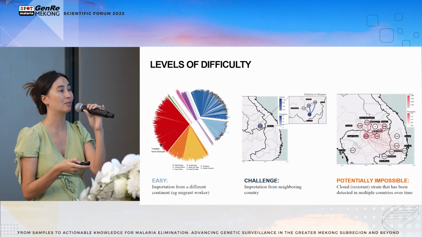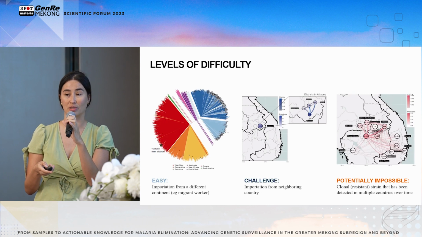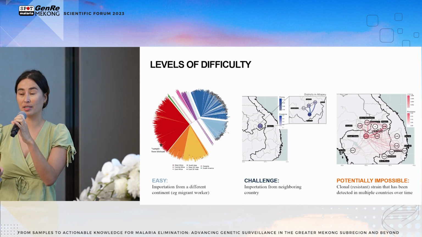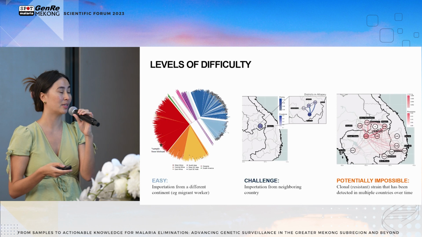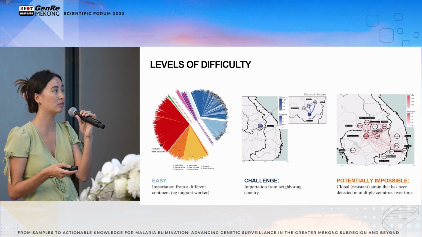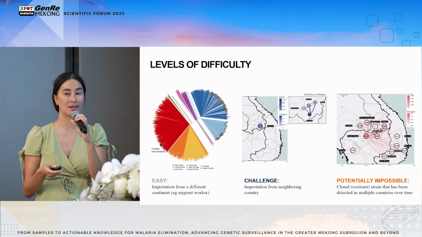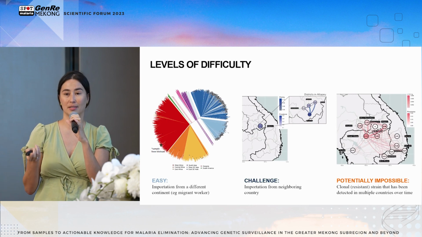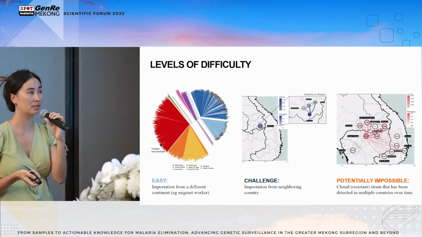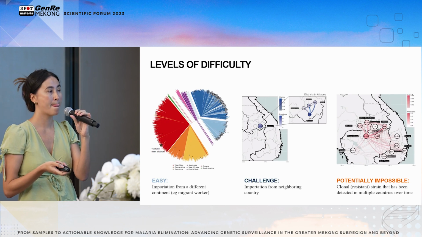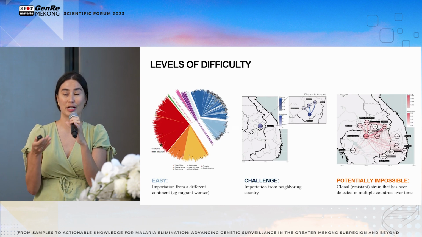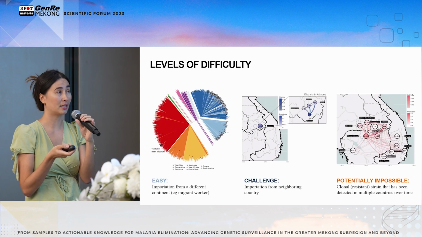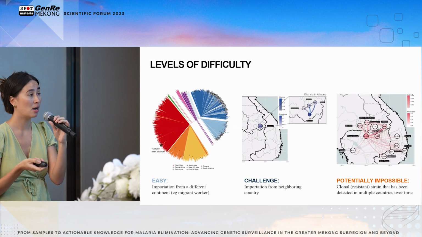Now, first, a little bit about the potential levels of difficulty when looking at importation. So the easiest scenario would be when you have importation from a different continent, let's say from a migrant worker, and then it will be very clear when you look at the genotype that it's not from your local population. But when there is potential importation from a neighboring country, which I can imagine is the most frequent thing that occurs with cross-border travel, then it could be a challenge.